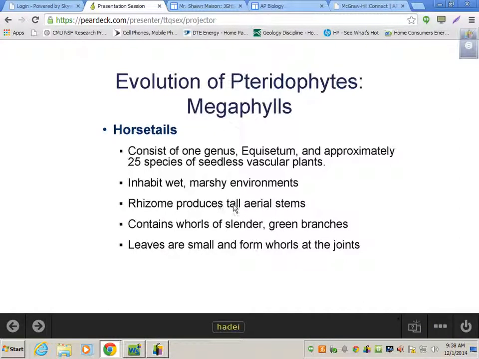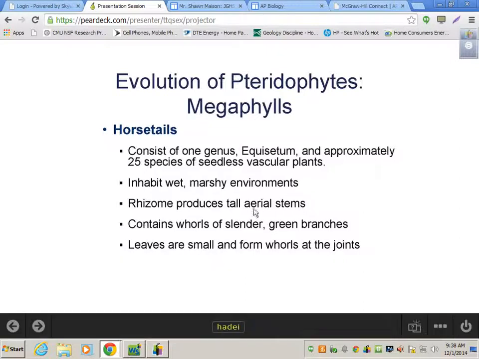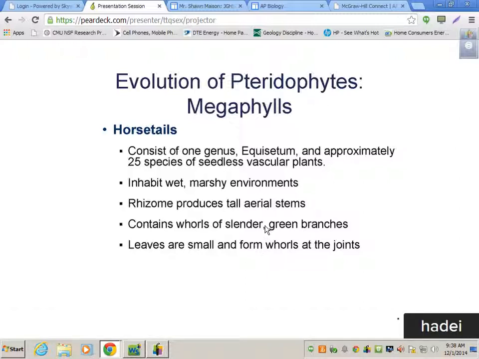The rhizome produces tall aerial stems. So if you pull out these horsetails, you'll actually see this rhizome structure on the base. And if we get to go to the state park, I know we shouldn't pull them out because it's probably against state park rules, but maybe we'll accidentally step on one and knock it out of the ground. Whoops. But you get the idea. They contain whorls of slender green branches, and leaves are small and form whorls at the joints.